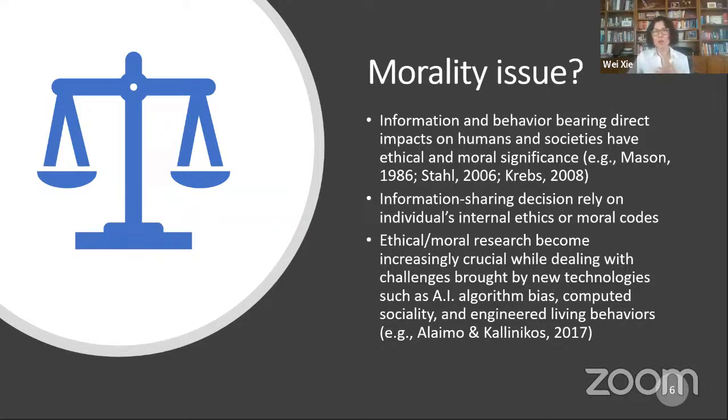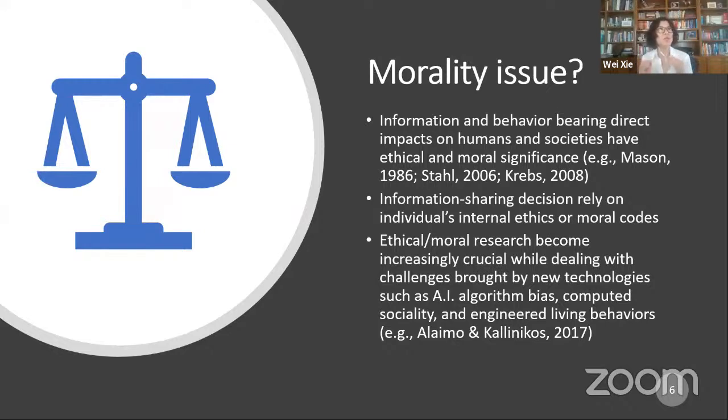We rely, because I think we mentioned before that information sharing doesn't have a lot of regulation right now on social media. A lot of times we share information on the media, so there's no legal guidance. So we rely on our internal ethical or moral codes. So it is important.